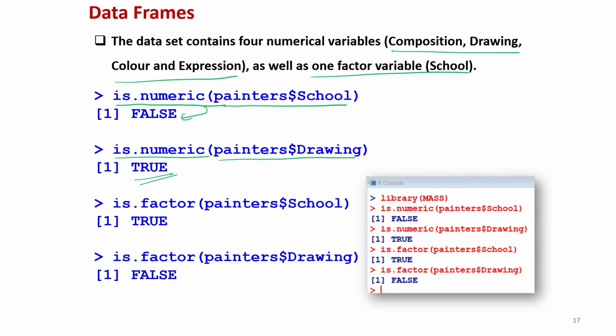And similarly, now if I say is.factor painters$school, that means the variable school, is it a factor? The answer is coming out to be true. So you can see the same thing, when you tried the command is.numeric, it was coming out to be false, but now if you are using is.factor, it is coming out to be true. That means the variable school is a factor. And similarly, you have seen that drawing is numeric, but if you try to use the command is.factor for the drawing variable, it is coming out to be false.